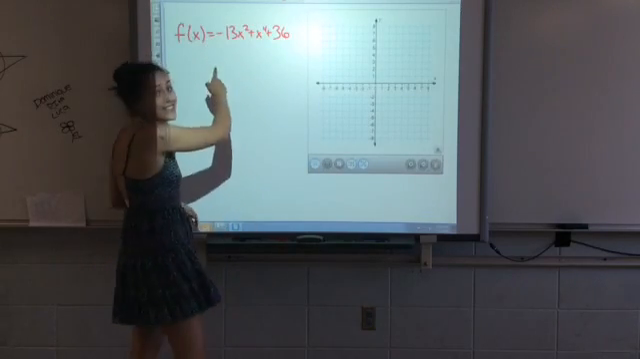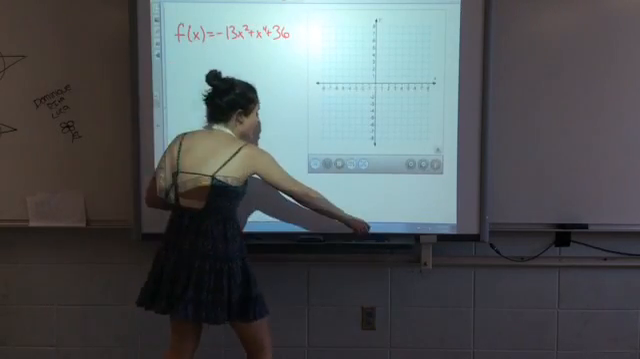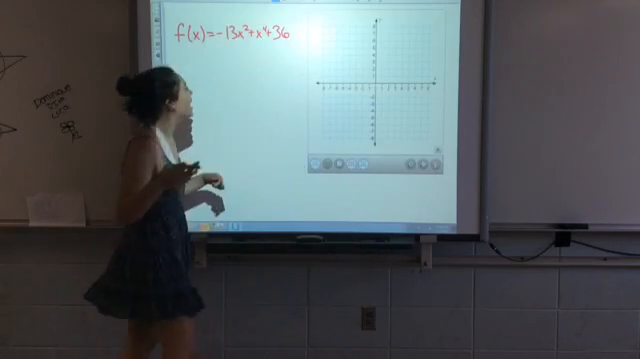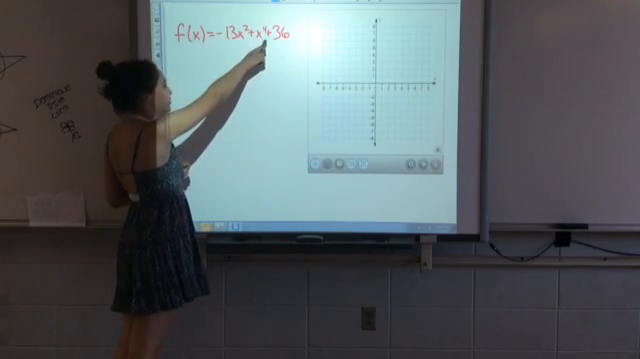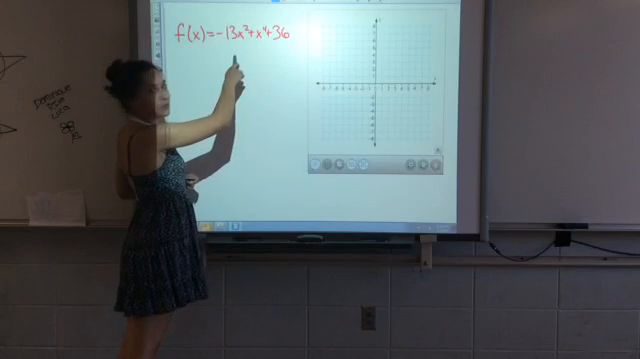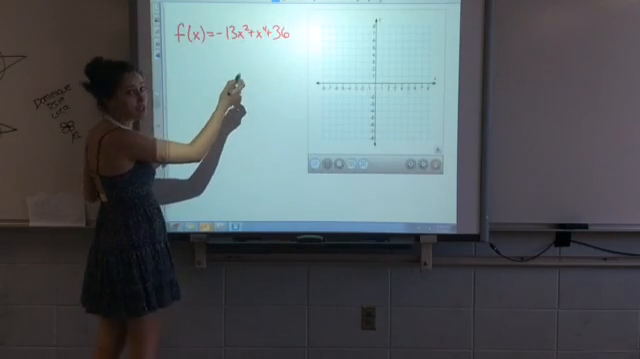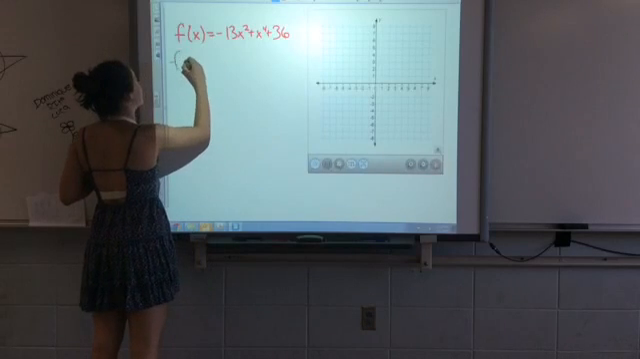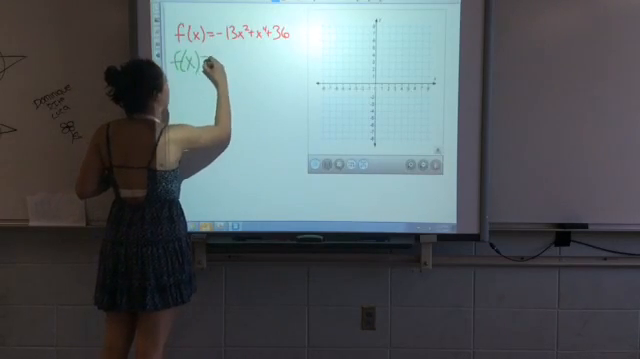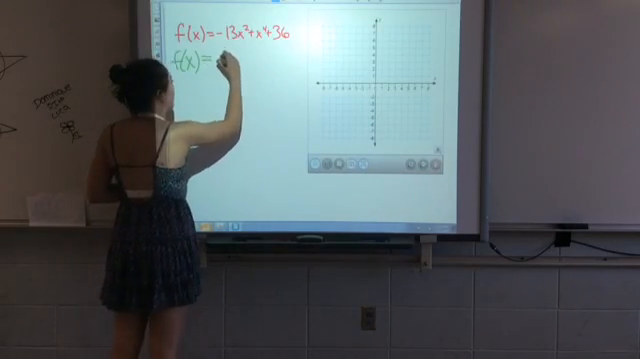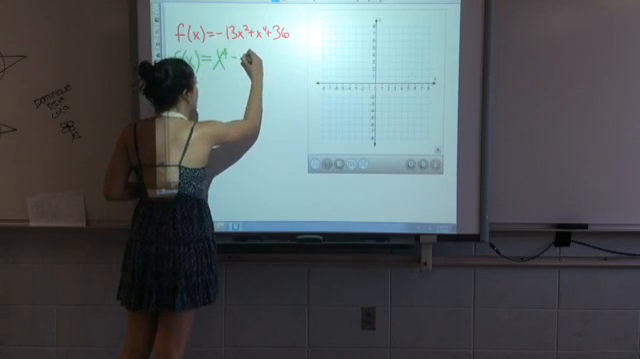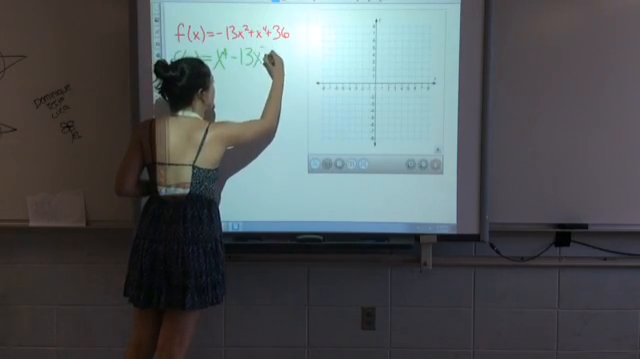Now, standard form means that the variable with the highest degree goes first, and then consecutively the variable with the second highest degree, and so on. So we want to put this function in standard form to begin. What that would look like is f of x equals x to the 4 minus 13 x squared plus 36.